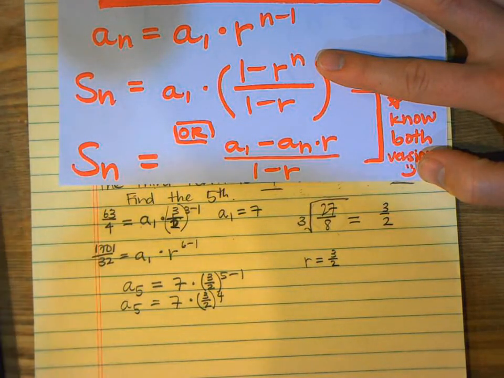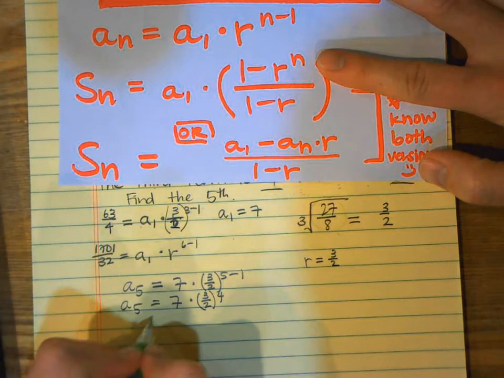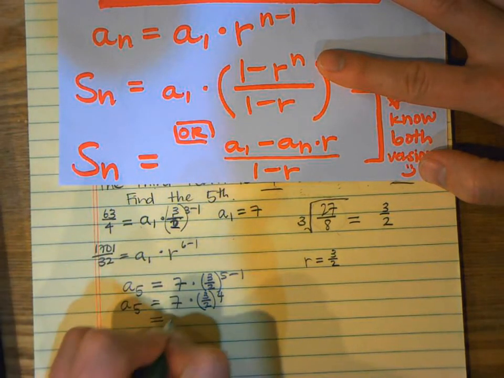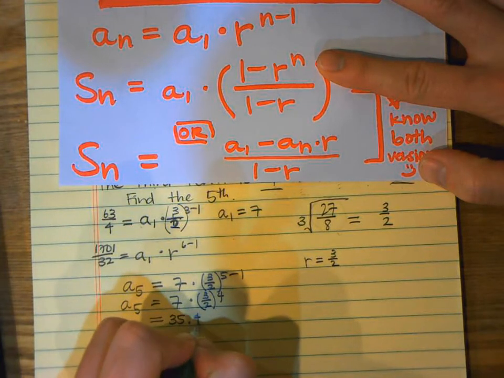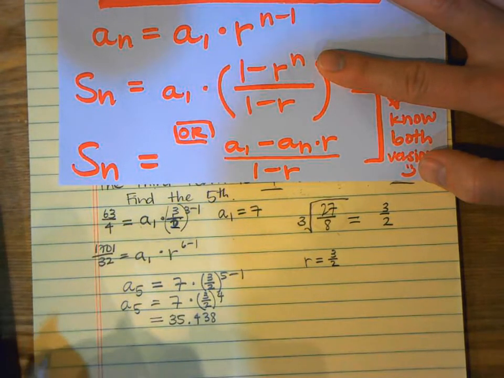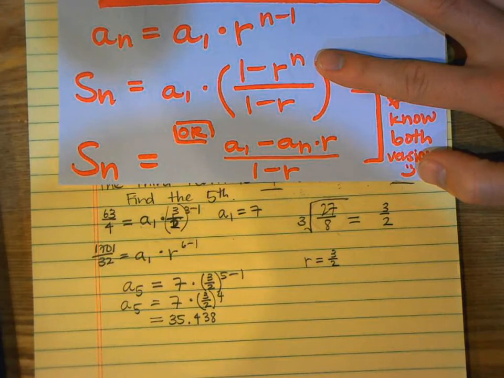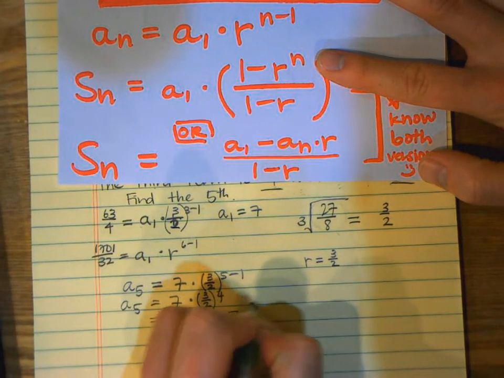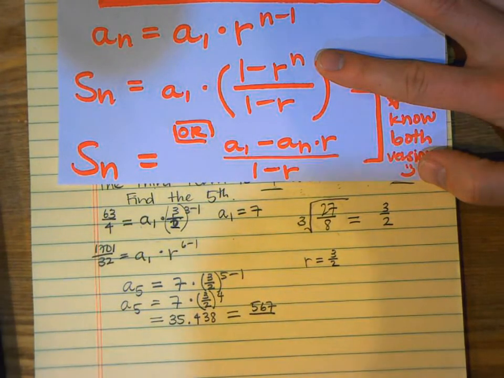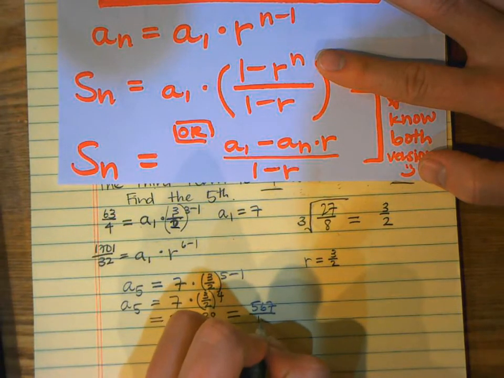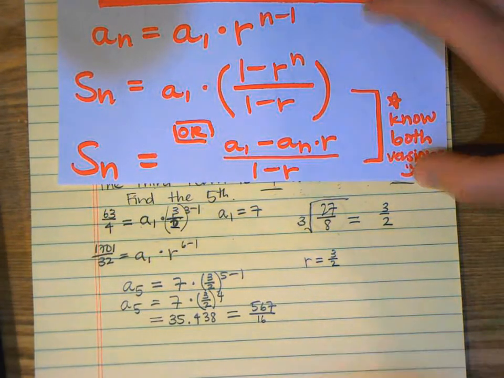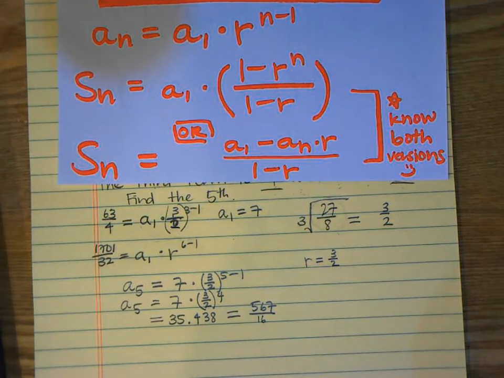And I get a decimal, so this is approximately 35.438, but as a decimal. I can also figure out what this would be as an actual answer. 3 to the 4th power times 7. If you actually do this, the fraction is going to be 567 over 16.